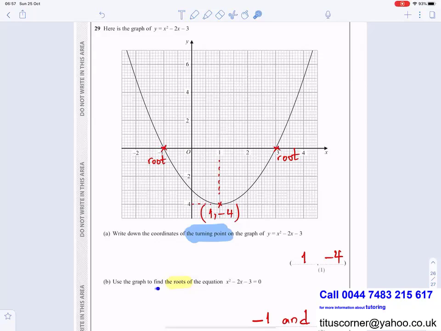Part B, use the graph to find the roots of the equation x squared minus 2x minus 3 equals 0. The equation stays the same as the function, the graph you drew there. So we can use it. Find the roots. Roots of an equation are where it crosses the x-axis, and that is the x-axis there. Where does it cross the x-axis? At 2 points here, minus 1, and at this other point, 3. So at 2 points, minus 1 and 3. Those are the roots of the equation.